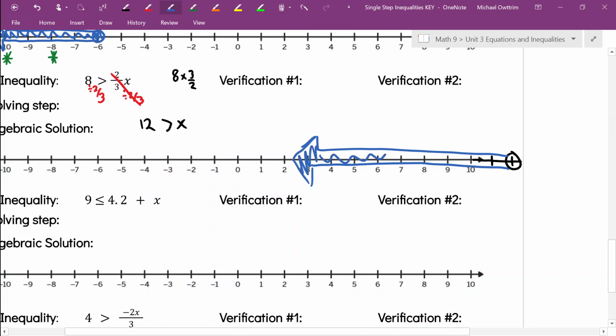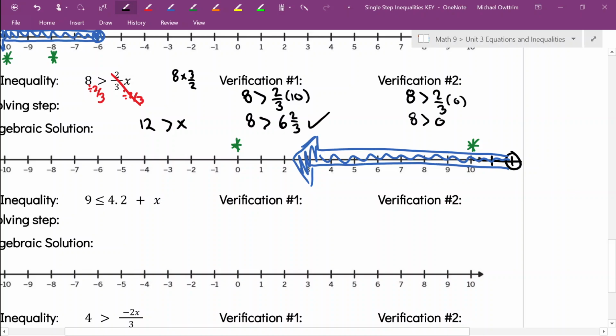Good example of, hey, if you verify and something goes wrong, it tells you that you might have made a mistake earlier on, which we all do. Okay, so let's verify some easier points here. Let's do 10, let's do 0. So I'm going to go ahead and say that 8 should be greater than 2/3 of 10. 2 times 10 is 20, divided by 3 is going to be, well, a decimal. Okay, I know 18 divided by 3 is 6 and 2/3. 8 is definitely bigger than 6 and 2/3, so that's good. If we put in 0, then we're going to have 8 is greater than 2/3 of 0. So 8 is greater than 0, and that is true.